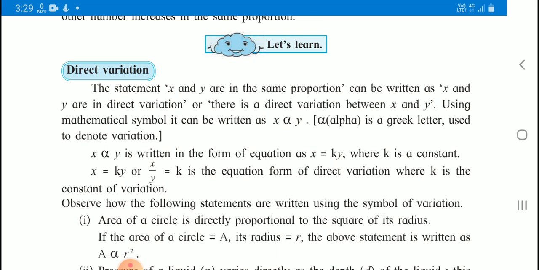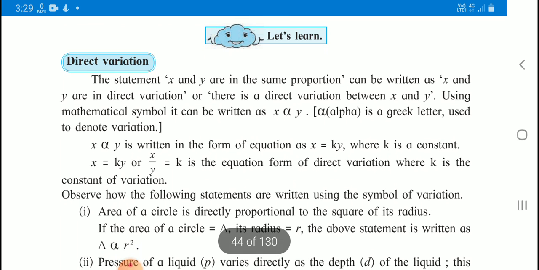Now look, there are two types of variation: direct variation and inverse variation. Keep in mind, if the ratio is constant, then that variation is known as direct variation, and if the product is constant, then that variation is known as inverse variation. So first of all, we will see the direct variation.